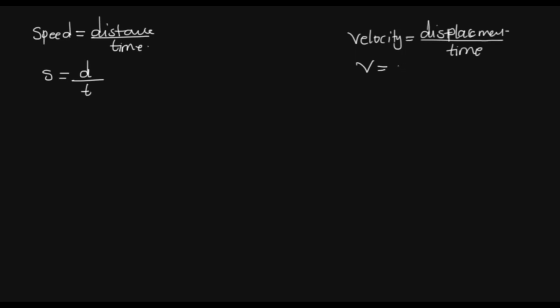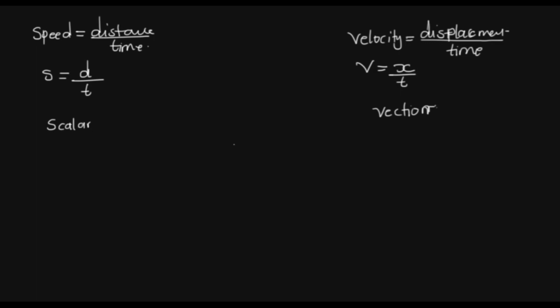Then for displacement, it depends on maybe the book that you are using. In some books you may find x or s. So we can say x divided by t. Now the first difference between speed and velocity is that speed is a scalar quantity, while velocity is a vector quantity. So that is the difference.